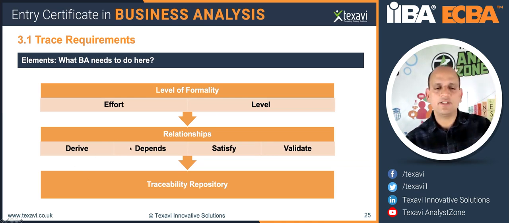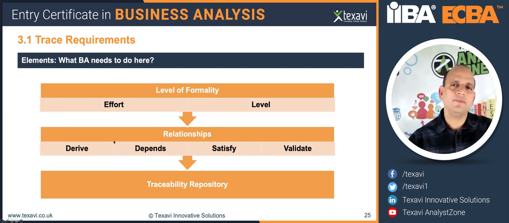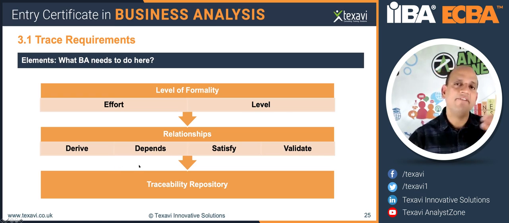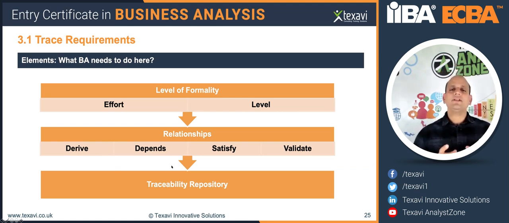There's no one size fits all there, so it depends on the size and on the team, the stakeholders, and everything else around that. And the relationships. How are the stories, how are the requirements related to each other? Is it derived from something? Is it dependent on something? Is it being satisfied by completion of something else? Is it validating something? There are different types of relationships amongst the requirements as well.